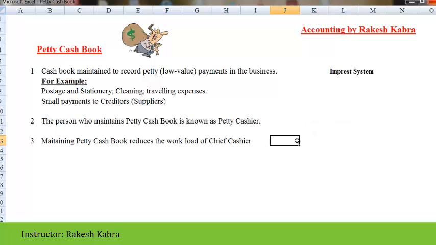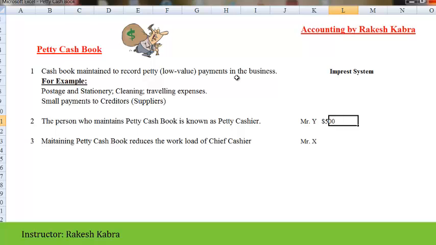Suppose in our business, Mr. X is the chief cashier and Mr. Y is the petty cashier. Now see, in the imprest system, what will happen? The chief cashier will give a certain amount to the petty cashier. Suppose the chief cashier is giving the petty cashier $500. Now what will Mr. Y do? With the help of this $500, Mr. Y will meet all the petty payments in the business during that particular month.